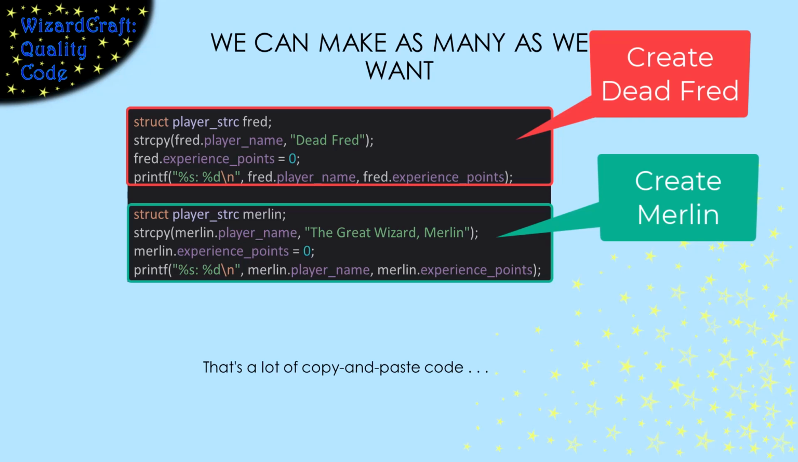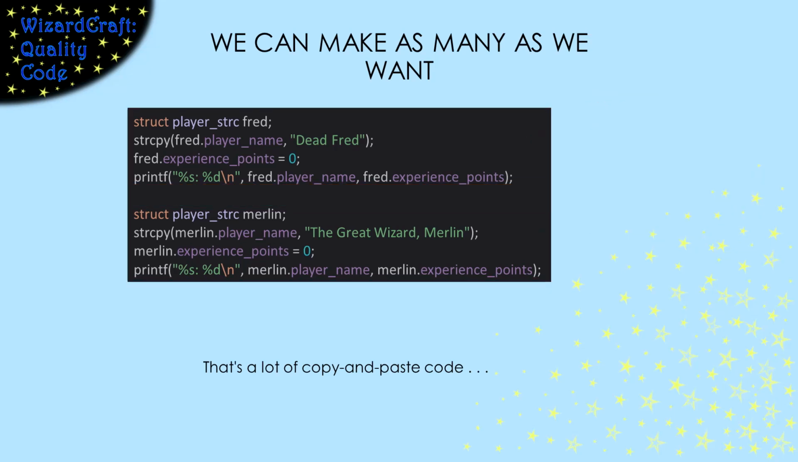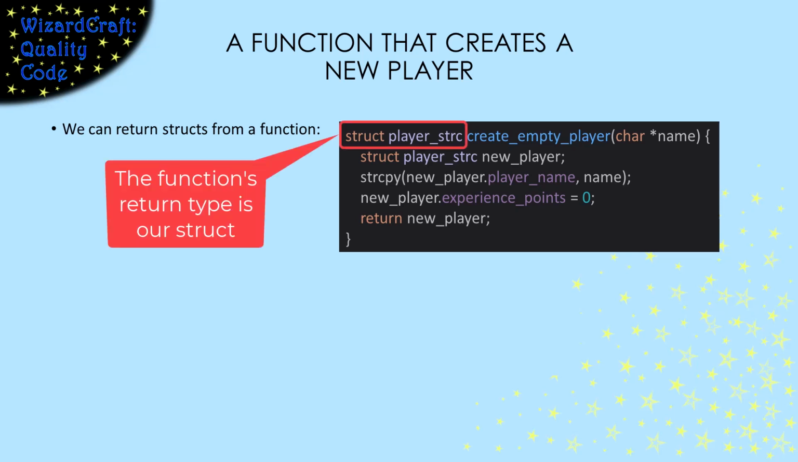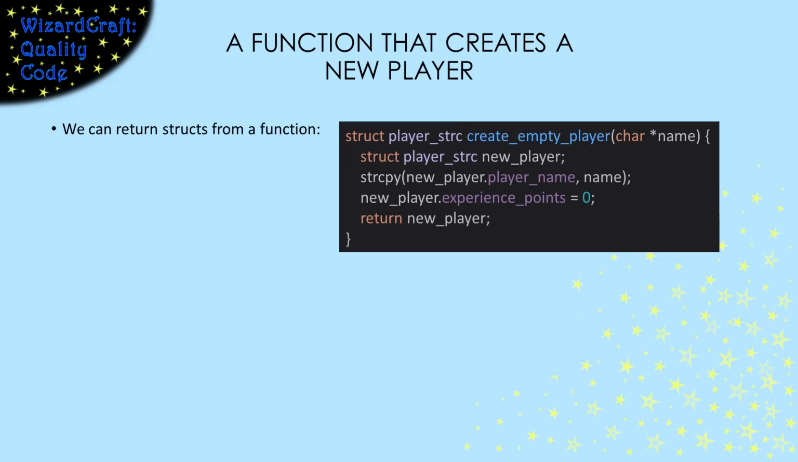Once we have a struct, we can make any number of variables of that type. But this is a lot of copy and paste code. We often make a function to create and initialize a struct. Let's look at that for this struct. The goal of this function is to create a player struct with the given name. The first thing to notice is that we can return a struct from a function. We can also use them as parameters. This function just creates the struct, gives it the name we want, and makes it have 0 experience points.